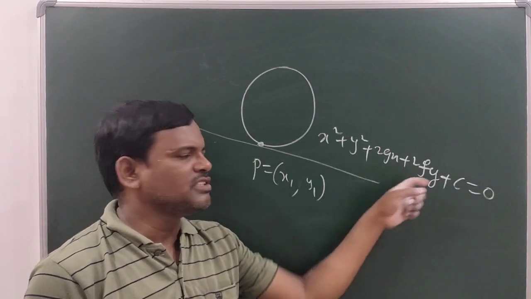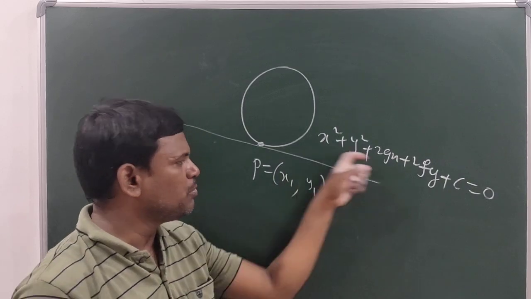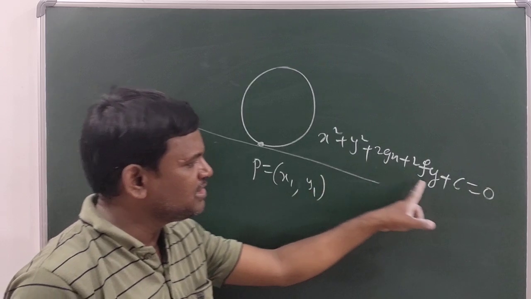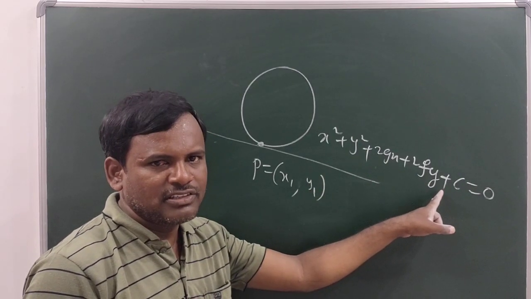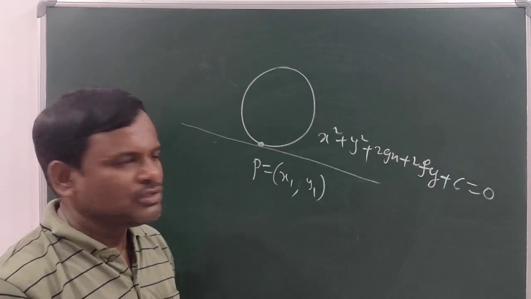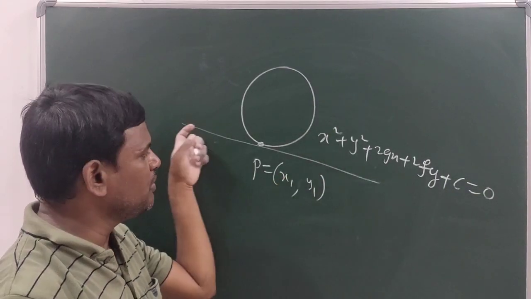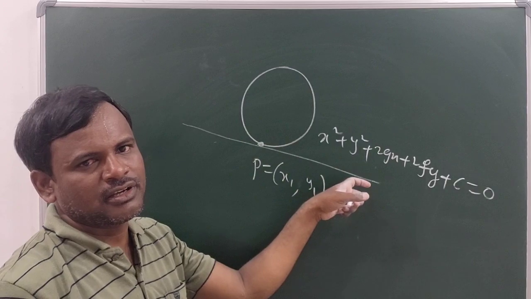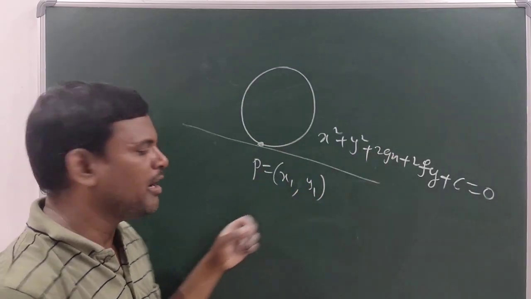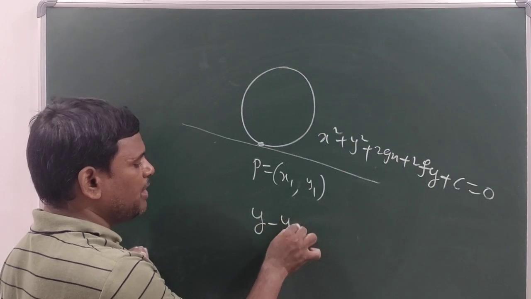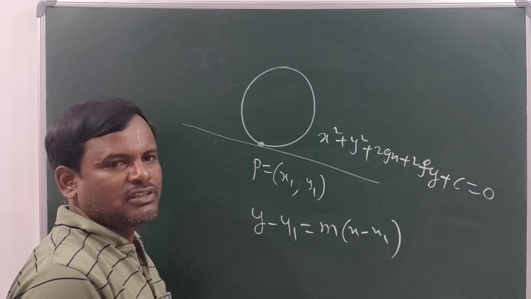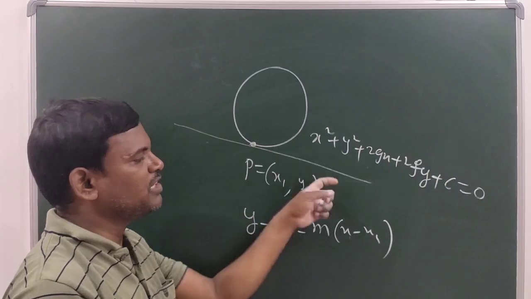Differentiate this circle equation with respect to x so that you will get dy by dx, and substitute this point in it so that you will get the slope of the tangent. After getting that slope, use that slope and this point and apply the point slope form: y minus y1 is equal to m into x minus x1. This is one way of finding the equation of the tangent.